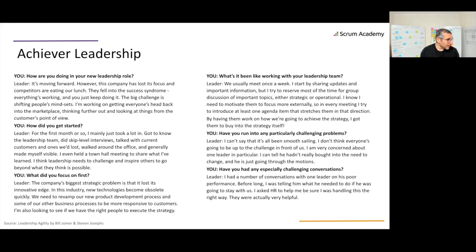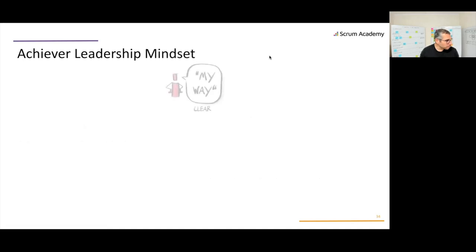So looking at our achiever leader, and remember, you will all receive these slides so you can go through that by yourself. Compared to the expert leader, I mean, there's still a lot of I in there, but it's mostly about my way, right? The leader knows where they want to go. So they basically lay out that direction. Everyone that goes in this direction, good. Anyone who doesn't, not so good. So it's mostly about my way or the highway, as the Americans used to say.